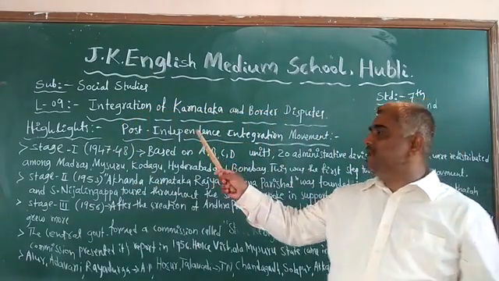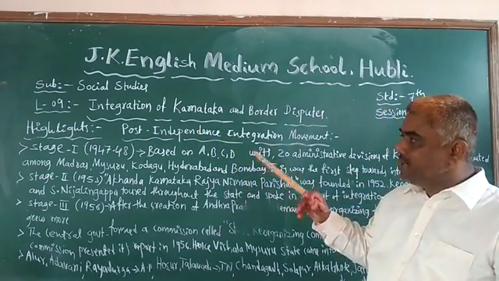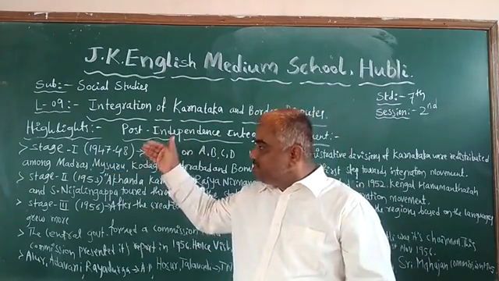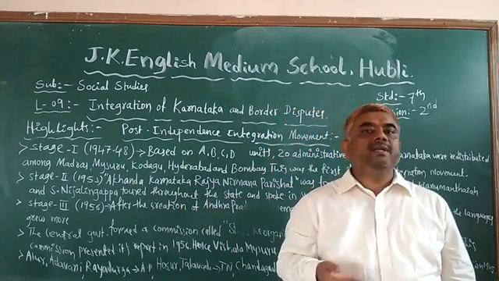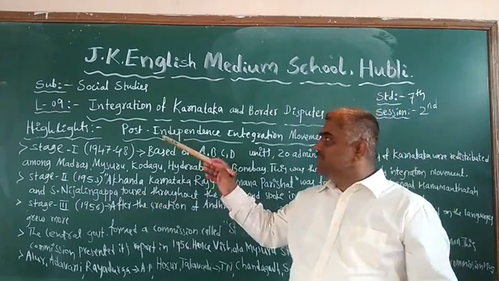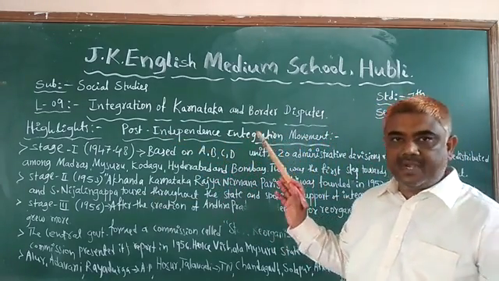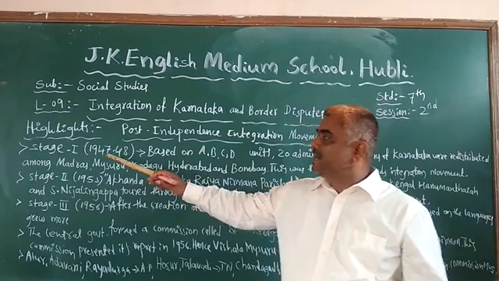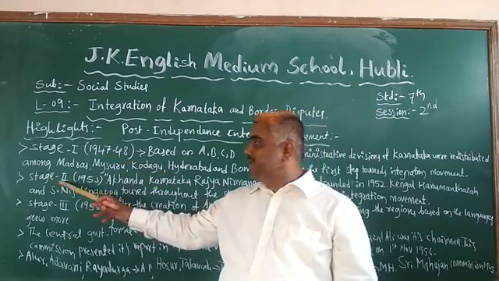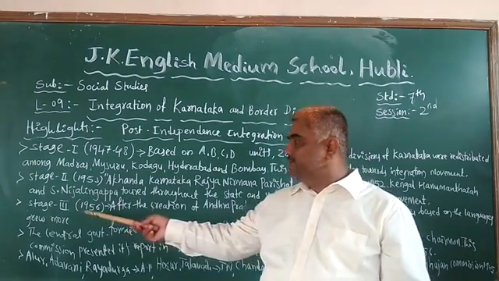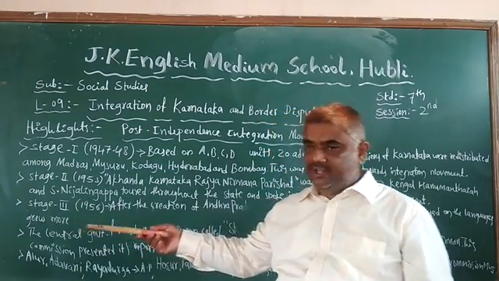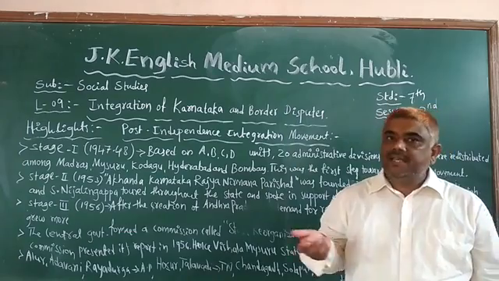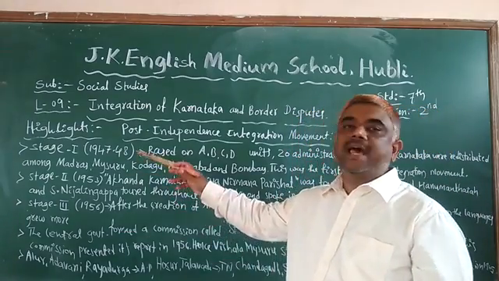So the post-independence integration movement took place in 3 stages. Stage 1, that is the first stage, 1947 to 48; second stage, 1953; third stage, and we can call it the final stage, 1956. So immediately after the independence, the first stage happened.